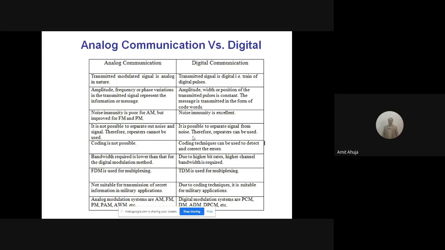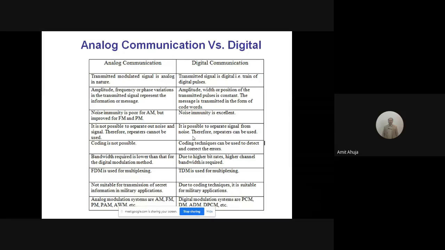Next, there is something where analog communication wins over digital, and this is the bandwidth requirement. The bandwidth requirement in analog communication is very low as compared to digital. This is where digital communication fares low as compared to analog. As we discussed, bandwidth is one of the important communication resources. It is to be preserved to the extent that is possible.